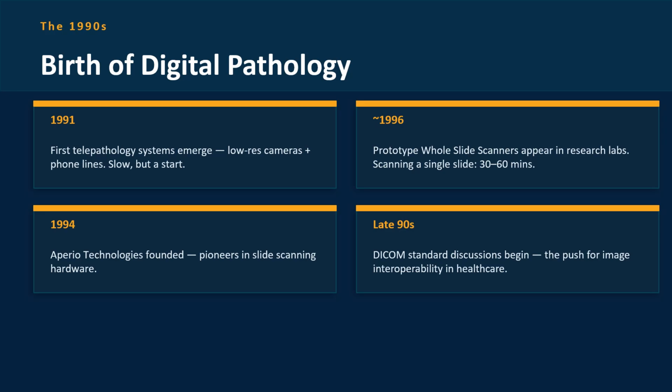Then came the 1990s, when digital pathology saw the first spark of revolution. In 1991, the earliest telepathology system appeared, combining a low-resolution camera with phone lines. The start was slow but steady. In 1994, Aperio Technology was founded, one of the first companies involved in designing whole slide scanners. By the mid to late 90s, prototype whole slide scanners existed in research labs.